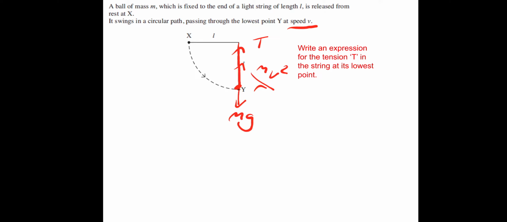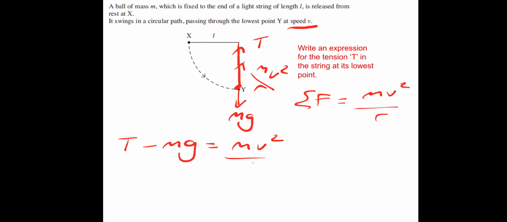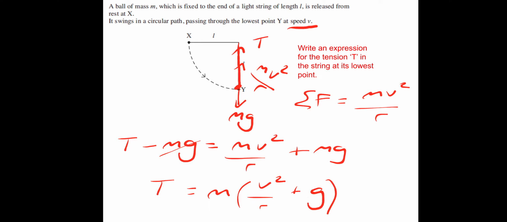So then we need an expression for the tension. We need to apply the sum of the forces is equal to mv squared over r. We're going to take up as positive because the mv squared over r is going upwards. So the sum of the forces is T minus mg, because that's acting down, equals mv squared over r. Then we just need to rearrange to find T. So we need to add mg on the right hand side. I'm going to do that, but then I'm going to factorize and just tidy up a little. So that will be plus mg. We can pull the m out, factorize, and then have v squared over r plus g. And that's the expression for tension.